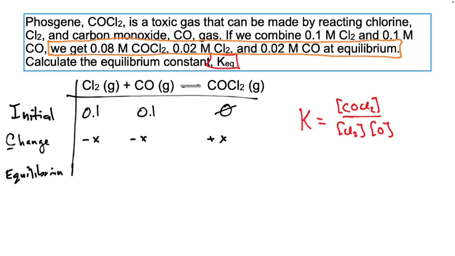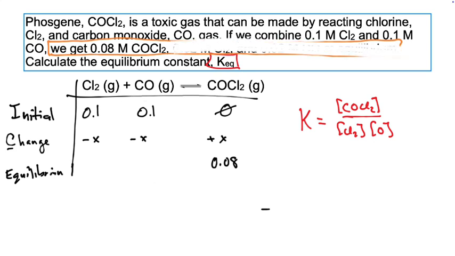As we read the question, if we combine these things, we get 0.08 molar of COCl2. There are a bunch of other values given. Oops, accidentally we forgot to give them. Can you solve this?